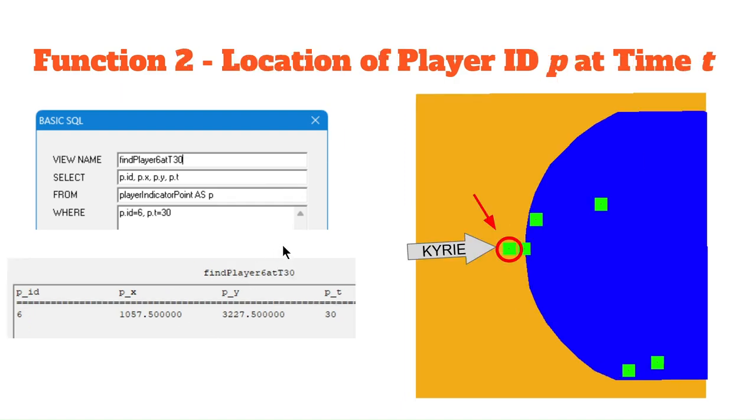Next, we have the second function we came up with, and this is to find where a player is at some time. So let's say we want to find Kyrie Irving. Kyrie Irving is given the player ID of 6. So we created a basic SQL query again, and we just said, all right, we want to find out where player ID 6 is at player time 30. And we just selected the ID, X, Y, and again, T for validation purposes. Since Kyrie Irving is not moving at time T30, we get the exact results back: he's at 1057.5, 3227.5.